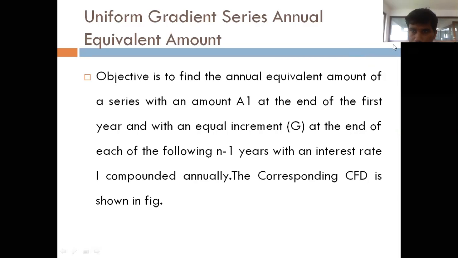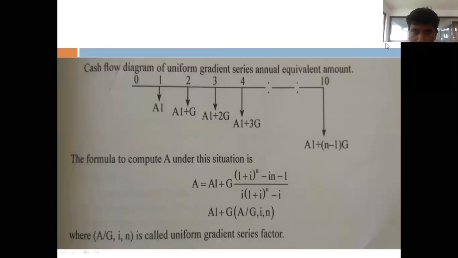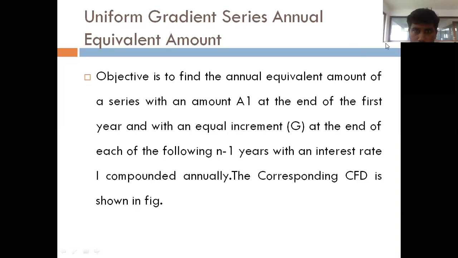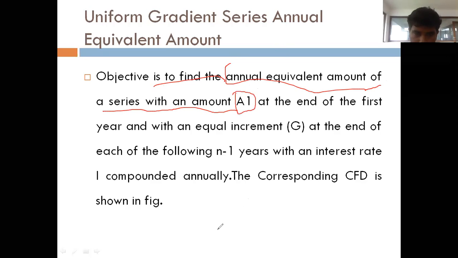Next, very important, we are going to discuss this in the exam and in the test also: uniform gradient series annual equivalent amount. So what we do here: the objective is to find the annual equivalent amount of a series with an amount A1 at the end of the first year.